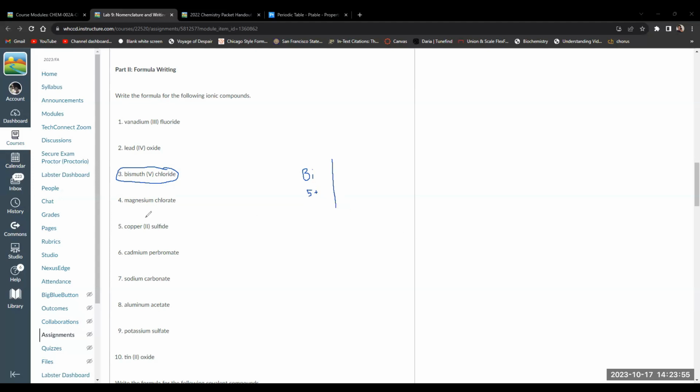How do we know that? Roman numeral. Remember, Roman numeral means charge, not quantity. I know I'm saying that 1,000 times, but I have to make sure it sticks to your brain.